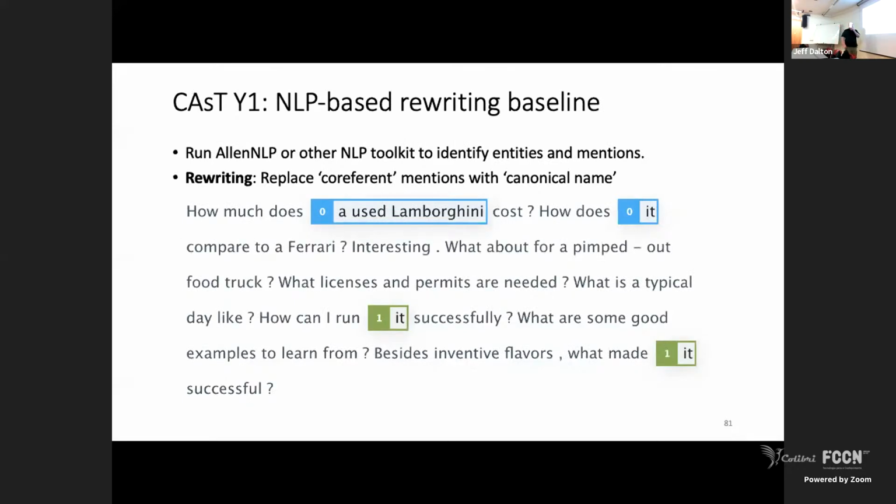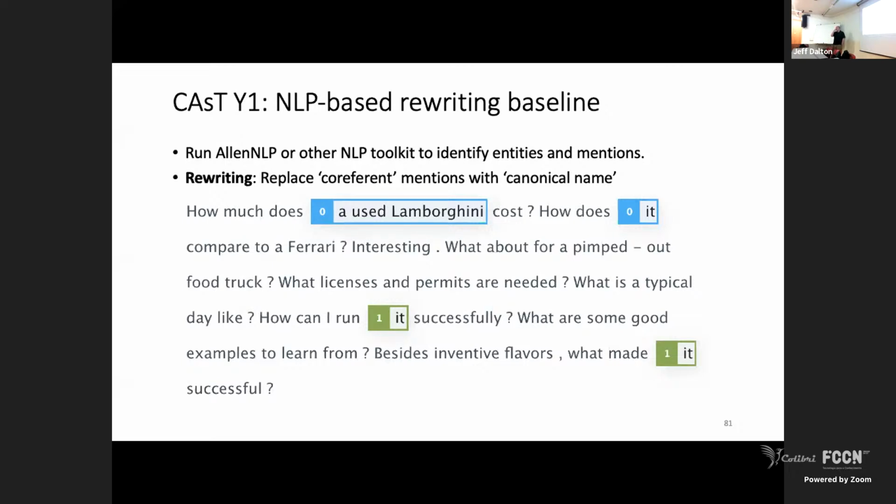One simple approach that we tried in year 1 was to use an existing off-the-shelf NLP pipeline. This means running a state-of-the-art coreference system at the time, a neural coreference system, that found the entity, Lamborghini, and found mentions of it, such as "what is it compared to a Ferrari," and then just replacing the name, so replacing it with Lamborghini at that particular point in the conversation.